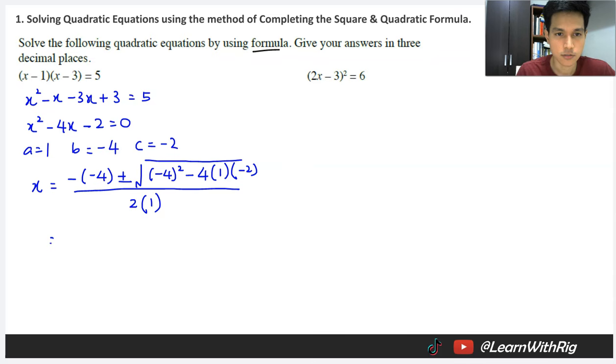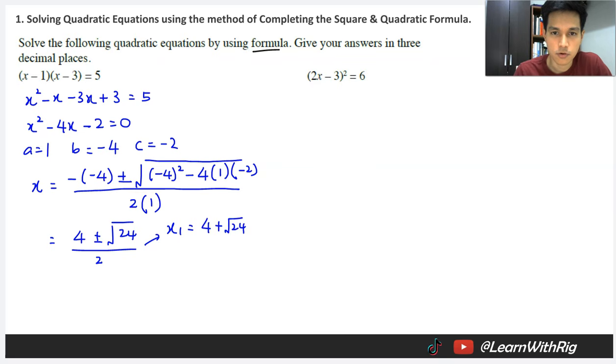Okay, so you're going to simplify this. You get 4 plus minus, so you're going to count whatever's inside here. You should get square root of 24 over 2. Right, so now again you're going to have two answers, plus and minus. So there are two possible answers. The first possible answer, x1, will be 4 plus square root 24 over 2, and x2 is going to be 4 minus square root 24 over 2.